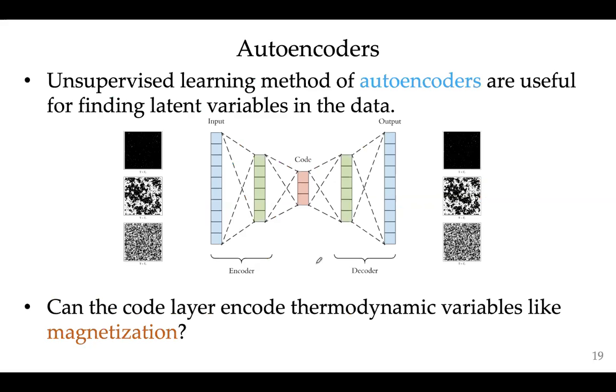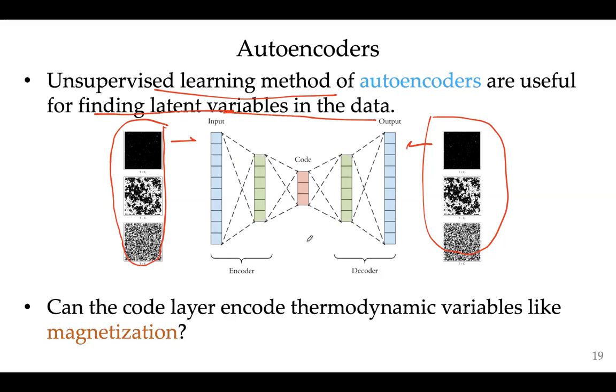Okay, let's move to autoencoders. Autoencoders are unsupervised learning methods. They're useful particularly for finding latent, meaning hidden, variables in the data. So what you typically do is train this. This is unsupervised. There's no label, so for training data, whatever you use for inputs, you also use for outputs, the same data.